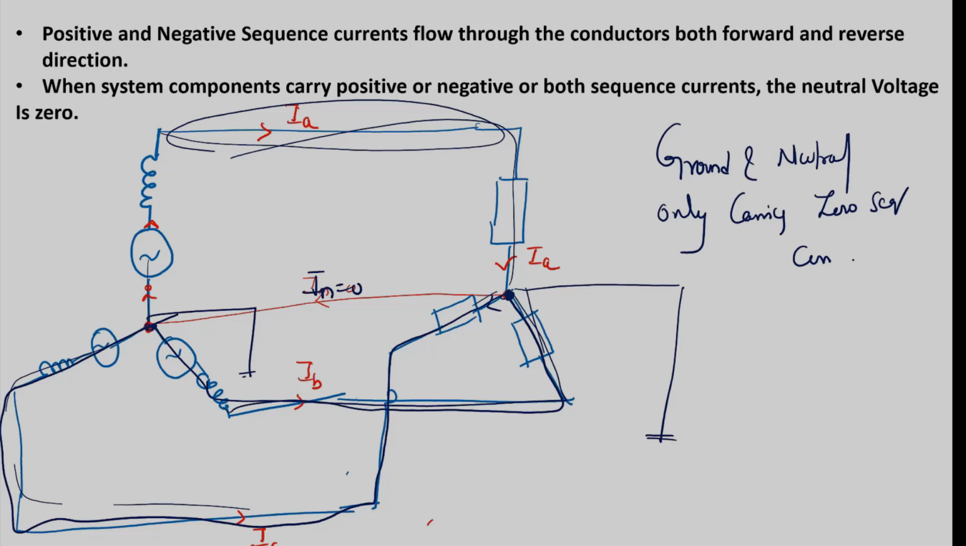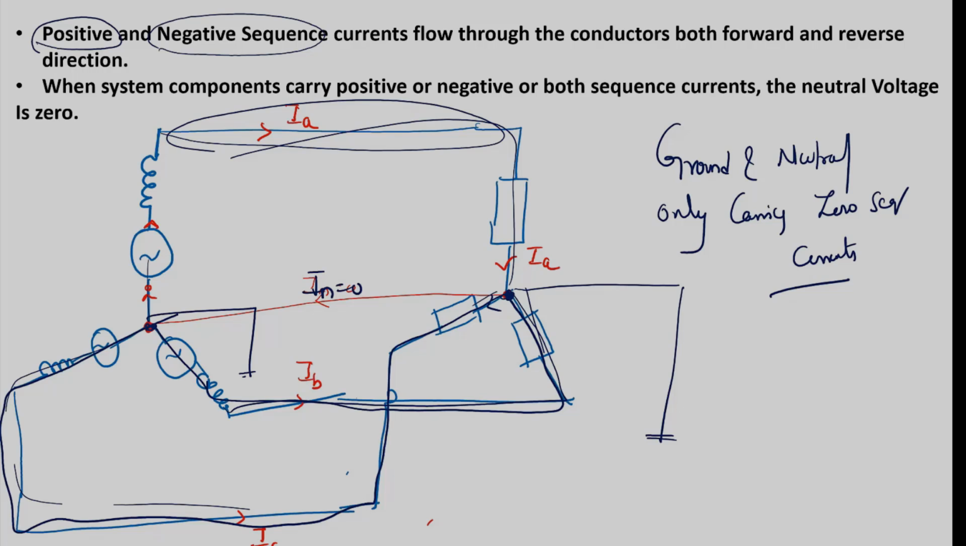So what is the path for this balanced positive and negative sequence currents? Positive sequence currents, when they flow, are a balanced set of currents. When you add all three positive sequence currents, the sum is zero. Even the negative sequence currents are balanced currents. When you add all three of them, the sum is zero.